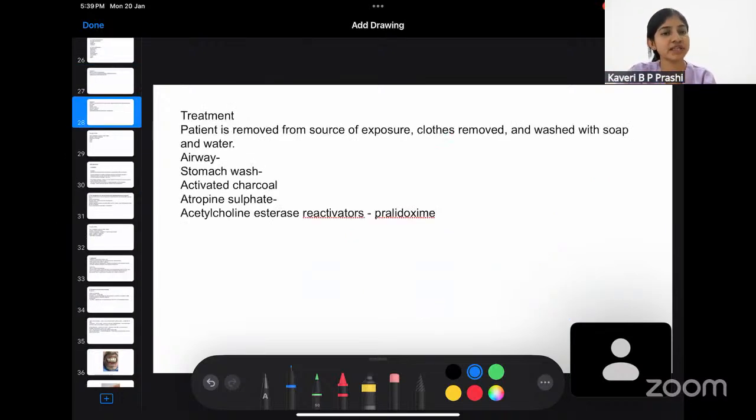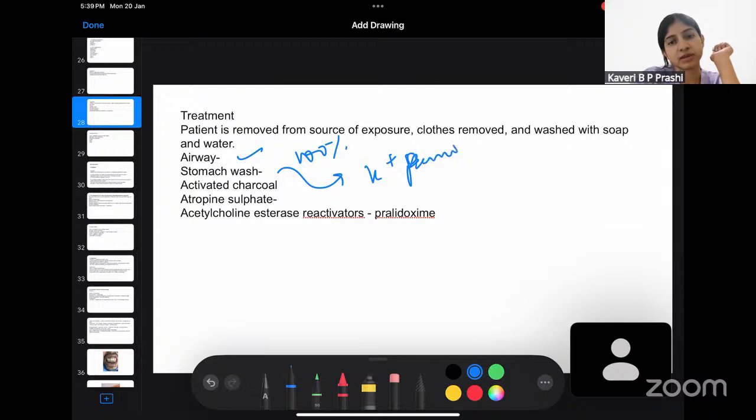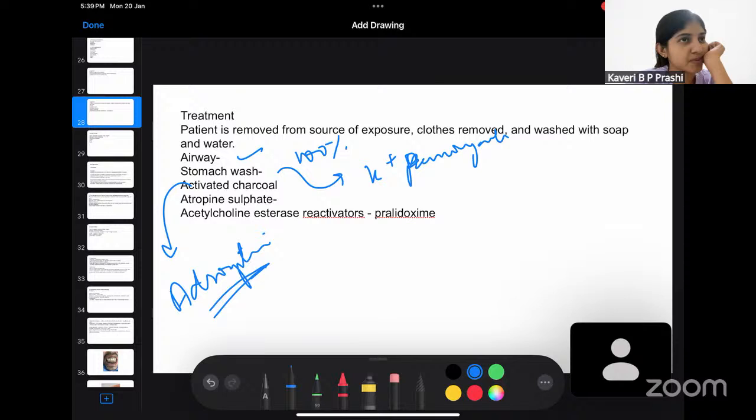Then how do you treat? You're going to secure the airway. First of all, before doing anything, you have to remove him from the source of exposure. You change his clothes, give him a wash and everything to prevent further absorption. Then you secure the airway and you give 100% oxygen. Stomach wash with potassium permanganate, and you have to give activated charcoal. It acts by adsorption. When you do both of these, it prevents the further absorption of the unabsorbed particles of organophosphorus, whatever is there in the stomach or whichever part it is.